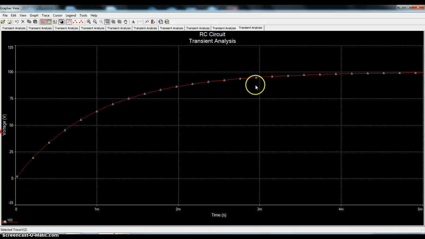I personally have more experience using the DC and setting the output to 0, but this is a fairly new utility for Multisim and certainly worth investigating. That concludes this particular tutorial.